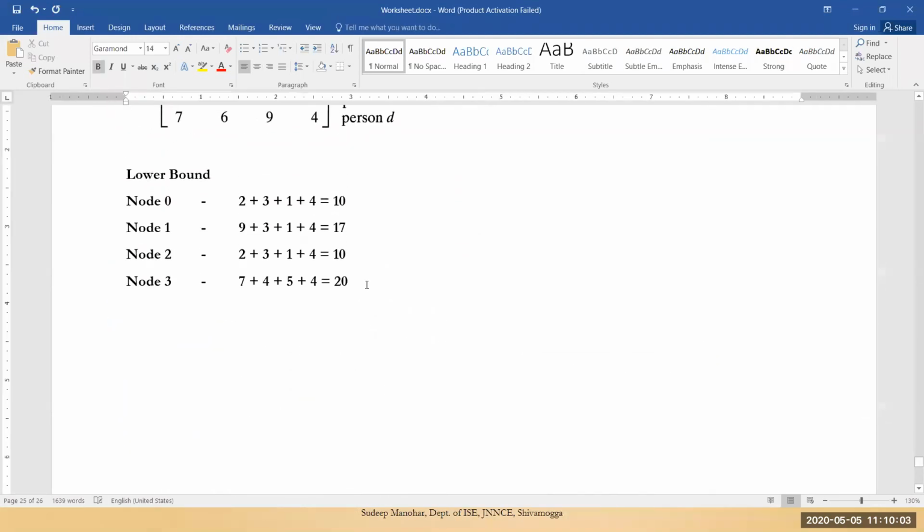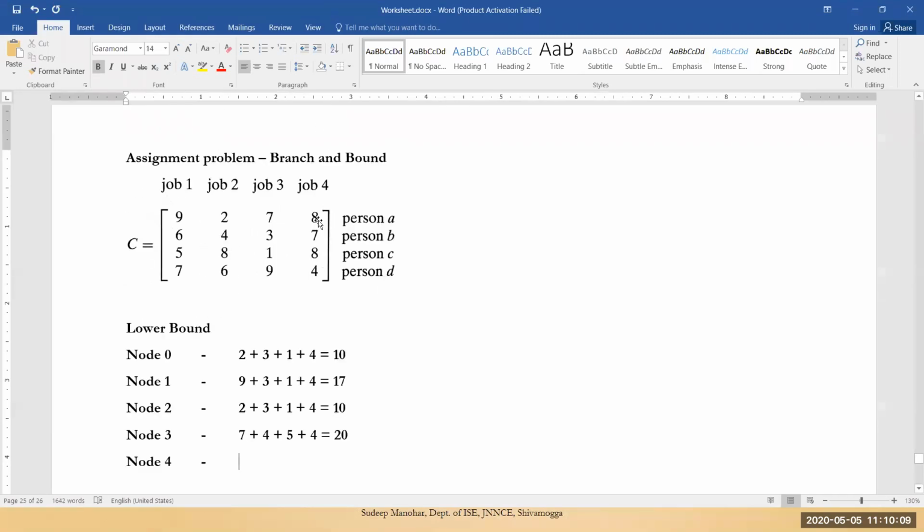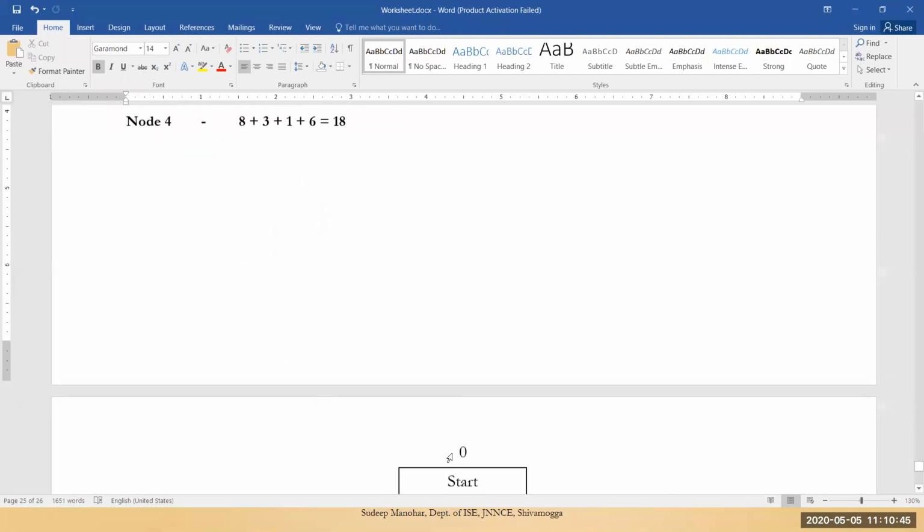Node 4. What is node 4? Node 4 tells that you are assigning job number 4 for person A. Job number 4 is 8. Cost is 8. Write that. And for the remaining persons, choose the minimum. From each row, leave this fourth column. And in the first 3 columns, which is minimum in each row, you have to take 3 is minimum, 1 is minimum, and 6 is minimum. 3 plus 1 plus 6, 6 plus 4, 10, and 10 plus 8 is 18. The cost is 18.